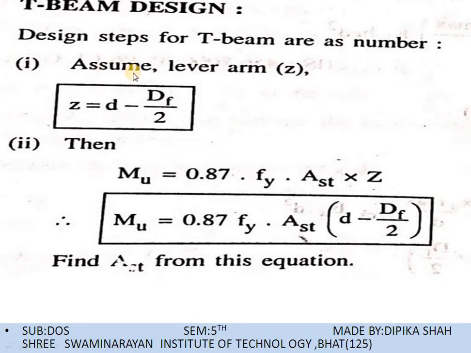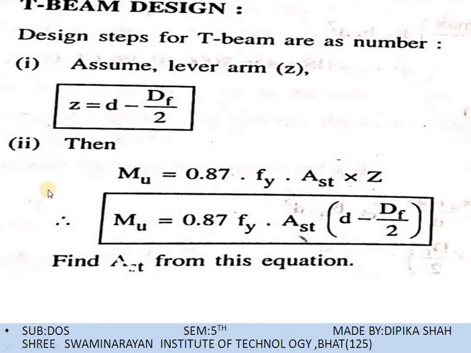So first of all we have to find out the lever arm Z. For finding the lever arm Z, we have one equation: small d minus df by 2. Here small d is the effective depth of the beam, df is the depth of the flange, right? So from this equation we will get Z.